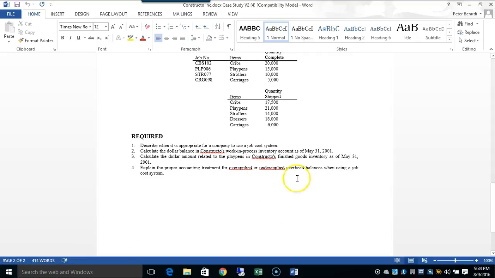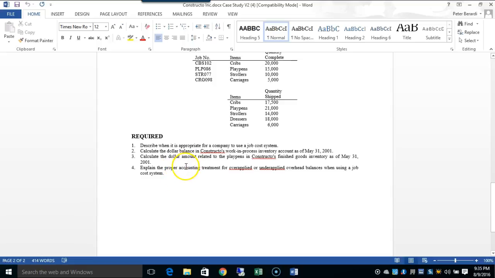4. You don't even have to know what the over-applied or under-applied is. What I want from you in number 4 is a paragraph explaining what over-applied and under-applied balances are in a job cost system, and how you calculate applied overhead with a predetermined rate. Make sure you mention that. Make sure and give examples of how the applied overhead becomes over-applied and under-applied, and what journal entries you would do to close out the over-applied and under-applied balances. That's how I'm going to grade number 4.